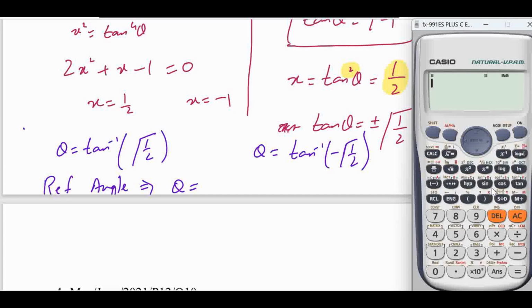Shift tan inverse of square root of 1 by 2, shift tan inverse of square root of 1 by 2.